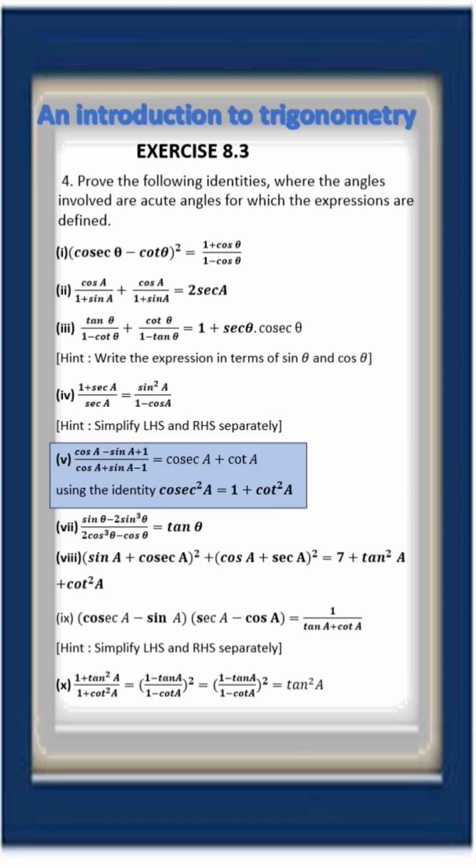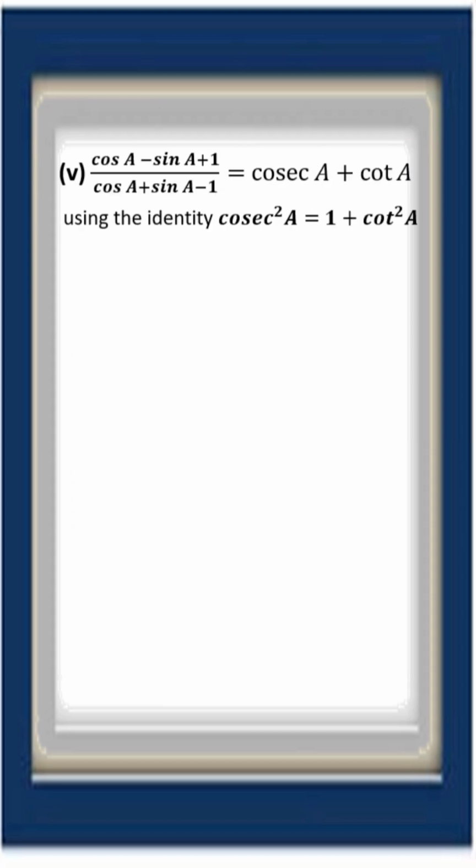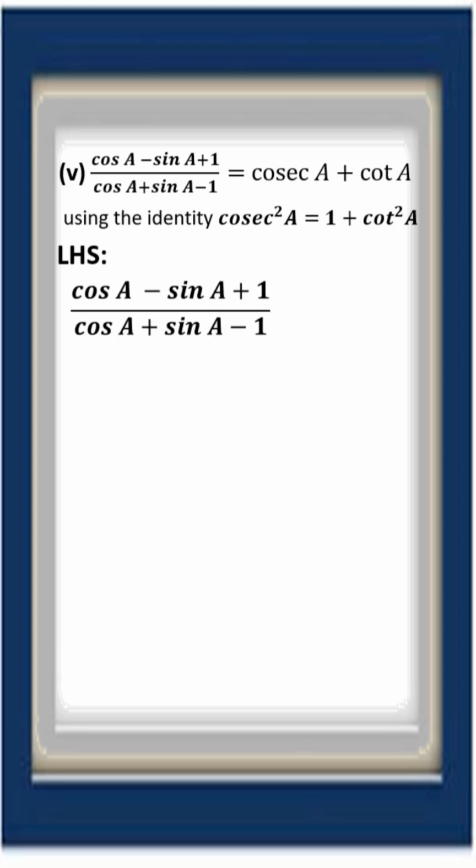Now let us solve the fifth question, that is (cos A minus sin A plus 1) upon (cos A plus sin A minus 1) is equal to cosec A plus cot A. Using the identity cosec square A is equal to 1 plus cot square A. What is the LHS here? Cos A minus sin A plus 1 upon cos A plus sin A minus 1. We have to prove that it is equal to cosec A plus cot A, by using the identity cosec square A is equal to 1 plus cot square A.